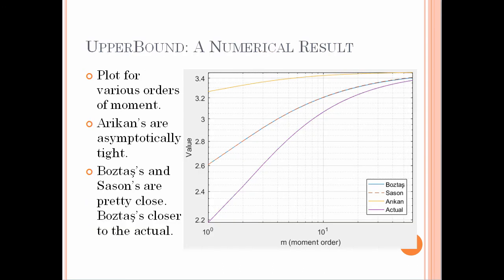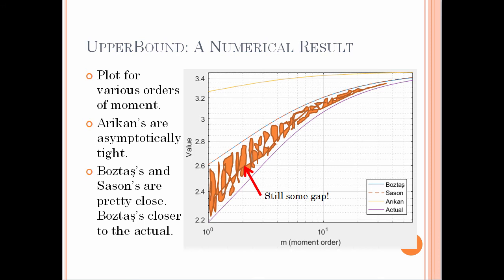Here's the plot for various moment orders for different upper bounds on the moments of guessing. Arikan's upper bound is quite close as the order of moments increases. However, in the non-asymptotic regime, its estimation is a bit far from the actual value. On the other hand, Boztaş's and Sason's bounds are observed to be very close, and Boztaş is tighter. That's what we observe from those plots.